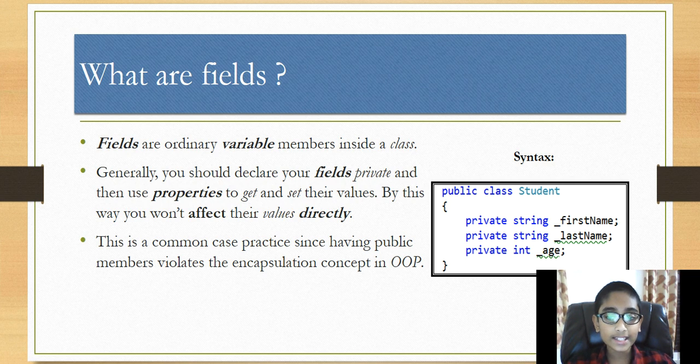So the syntax for declaring a private field is: you have to use the private access modifier, and then the data type of what type the field should store, and then the field name. While you're declaring a private field, you should follow this naming convention. You have to put an underscore before their name, so this is _firstName, and you have to name them with camel case. I'll show you that in the Visual Studio demo.